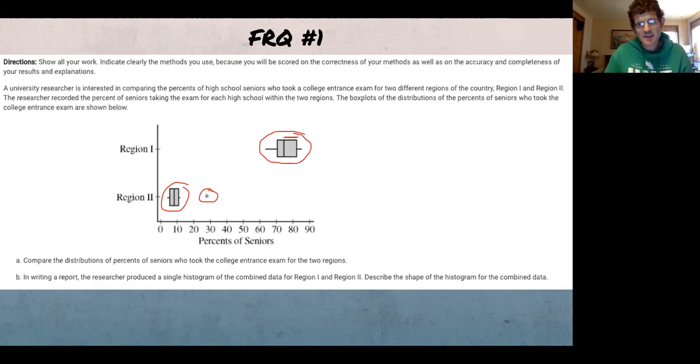So I might say it's slightly skewed to the left. That's probably what I'd end up saying.